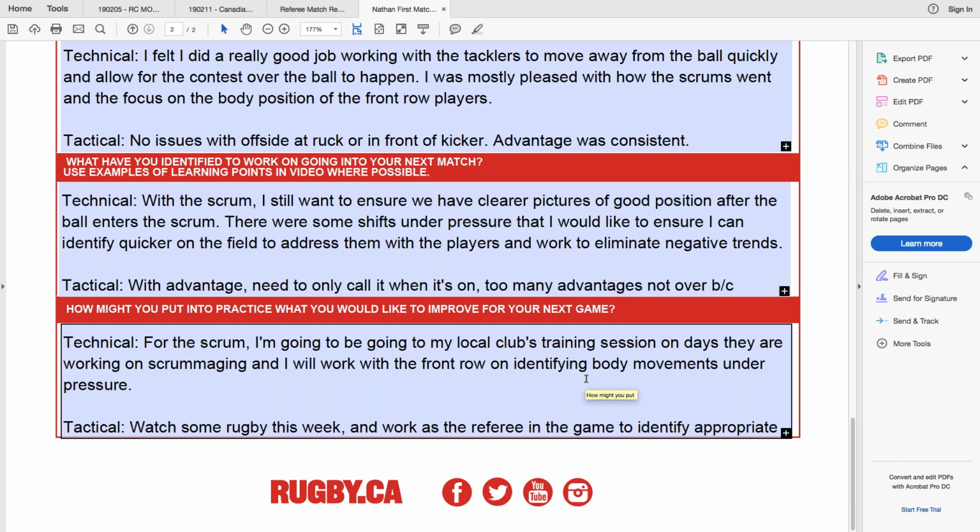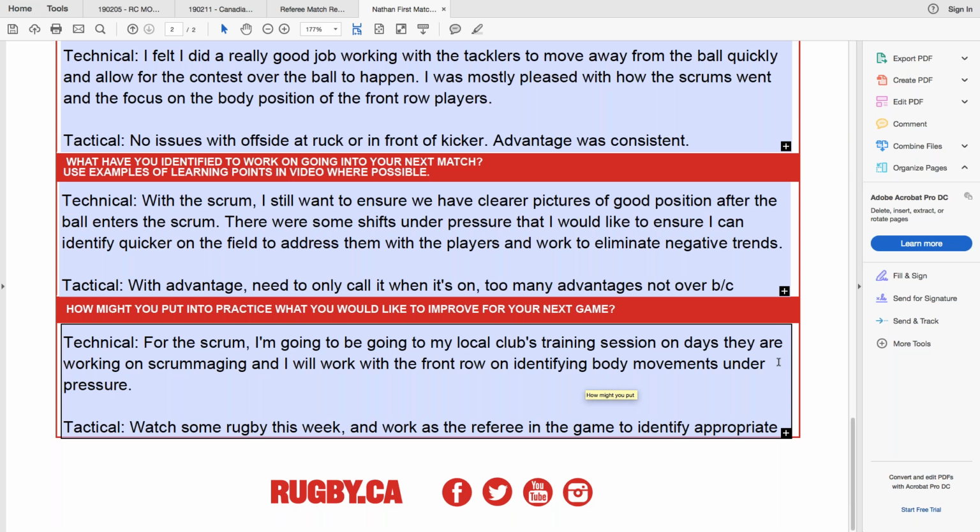So after the ball's in is when I found I needed to address some of these issues, let's say with my perceived pictures of body position as the ball was going in and pressure was starting to mount in the scrum. What was I seeing, and how can I improve on seeing that?